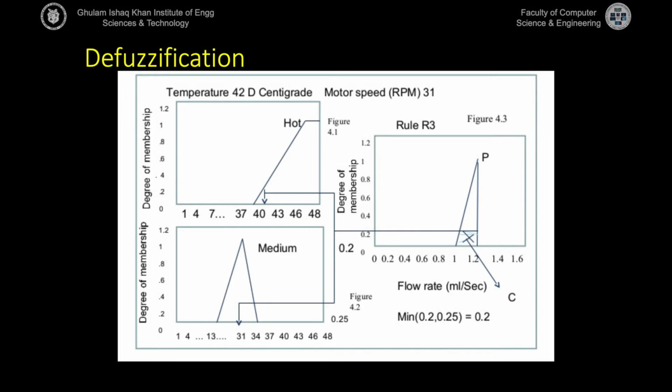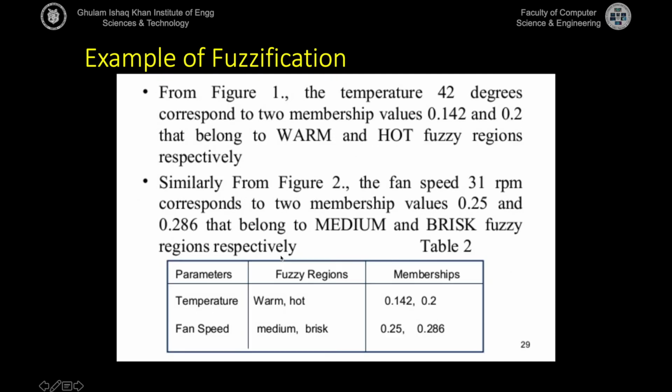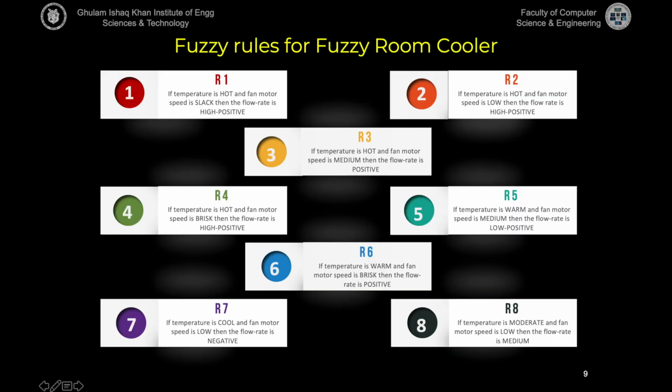Notice one thing. The degree of membership for hot is 0.2 and the degree of membership for medium is 0.25. We need to find the minimum of these according to our first method of inference. After finding 0.2 and 0.25, which are the membership values, you need to get the minimum of them, which is 0.2, and then from this 0.2 you need to mark a line on the output figure for the flow rate. The region we are interested in, since from the rules we know that it's positive, is positive. For hot and medium it was positive, as you can see here.